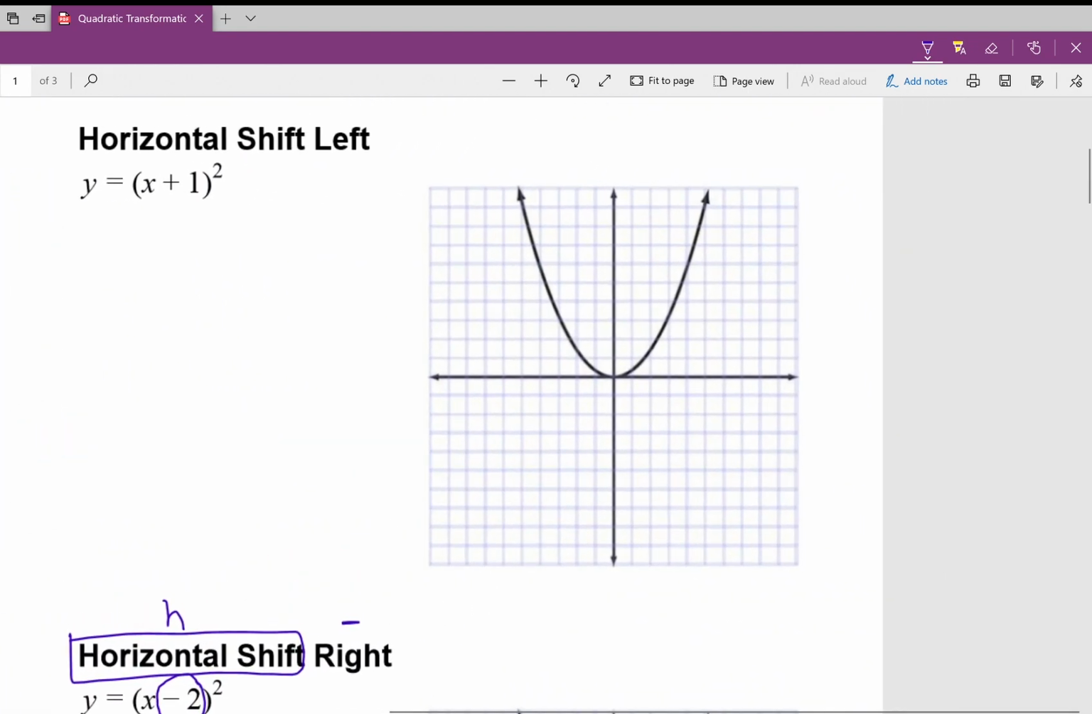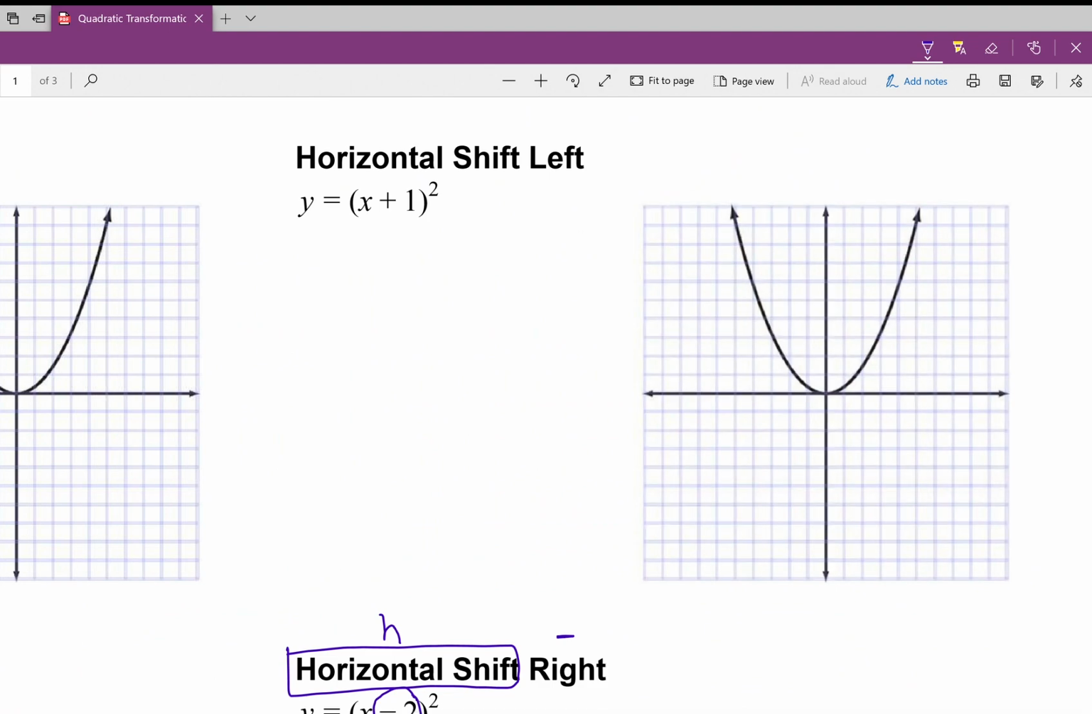Right here, right above it. Again, horizontal shift is our H value. Left means plus. Horizontal shift is opposite. And we see that right here in our example where it says +1. So that means we are going to go to the left 1. So to the left 1, right here. That is our new equation. So from our parent function to our new equation, we just moved the graph left 1, a horizontal shift left.